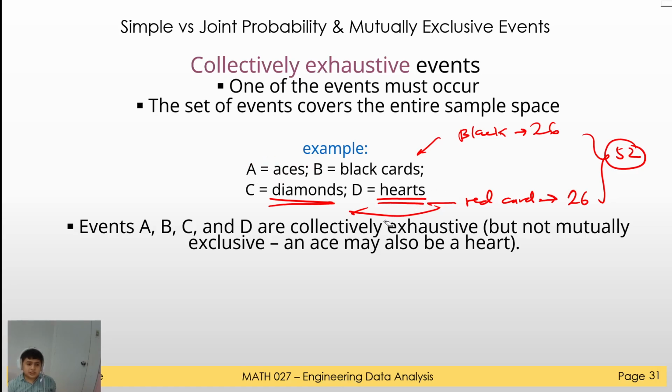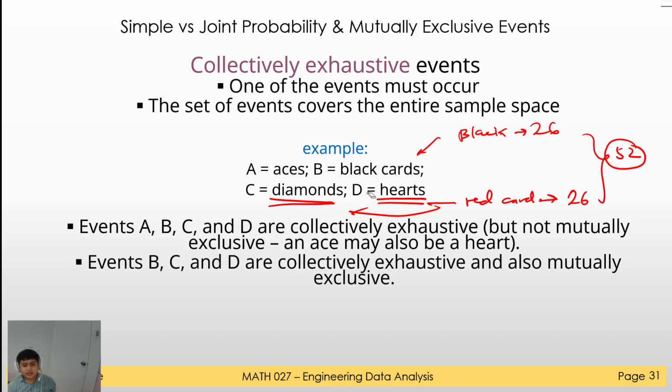Okay? But as you can see, events B, C, and D are collectively exhaustive and mutually exclusive. Meaning it could be a black card, it could be a heart card, or it could be a diamond card, and there won't be an intersection. But for aces, if you include aces here, there is an intersection between the diamonds, the hearts, and the black cards. The ace can be a black card, it could be a diamond, or it could be a heart. So that is the collectively exhaustive events.